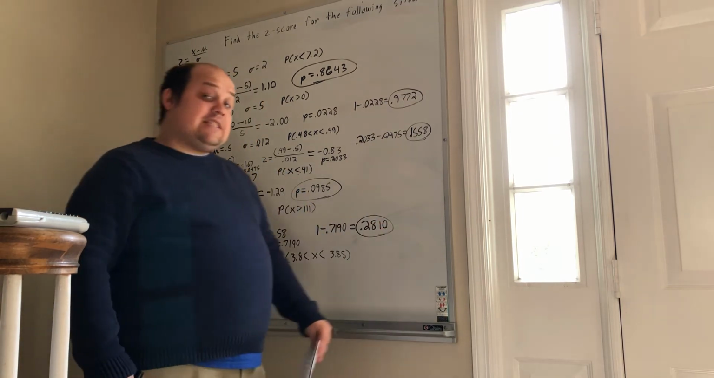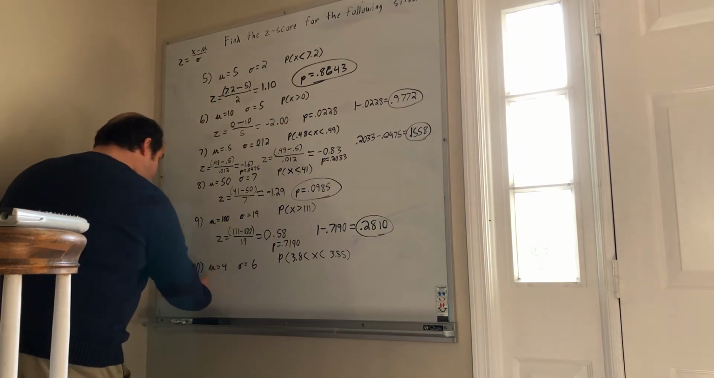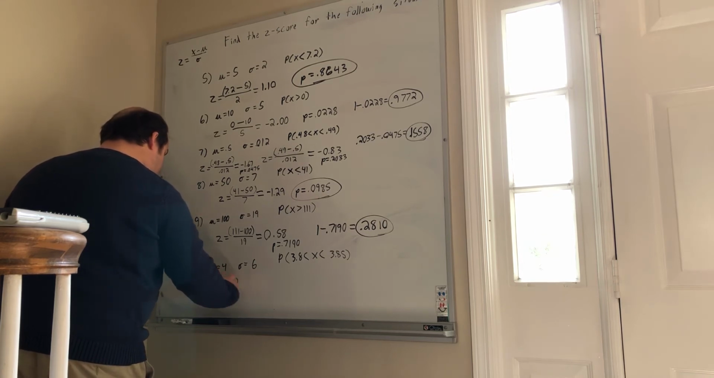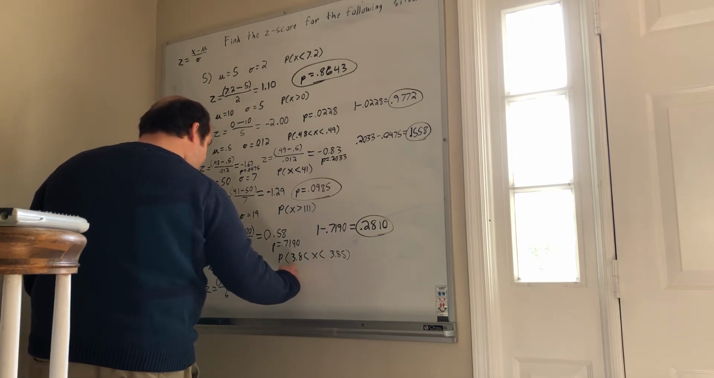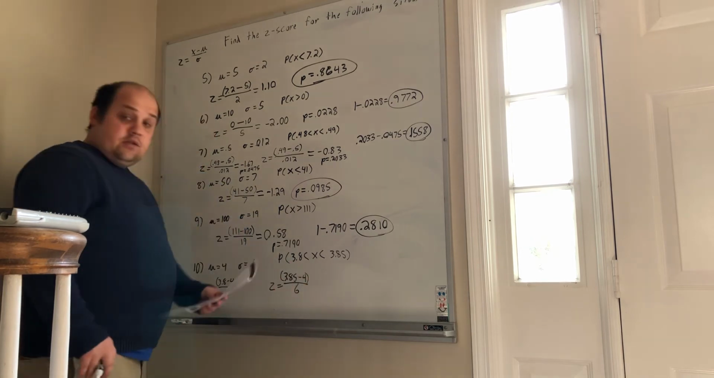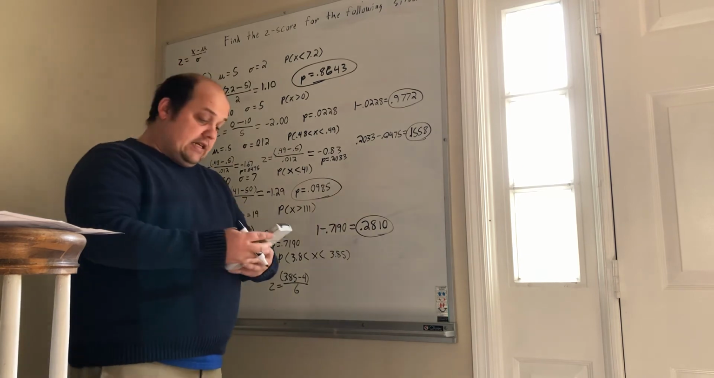Final question on this side of the classwork is another between question. So it's going to require me to do 2 different z-scores. The first one is 3.8 minus 4 over 6. The second one is 3.85 minus 4 over 6. So again, I'm going to put each of these into the calculator to get the associated z-score.